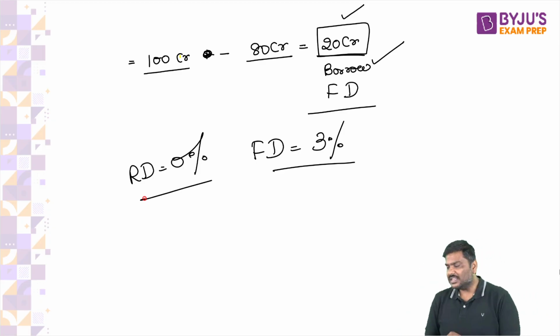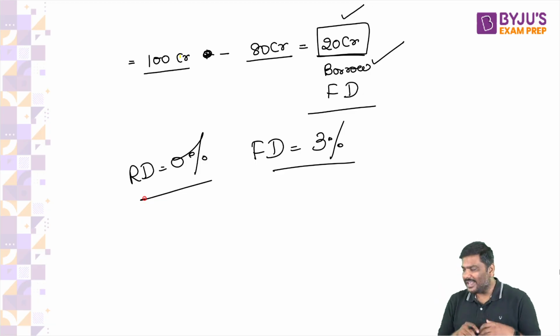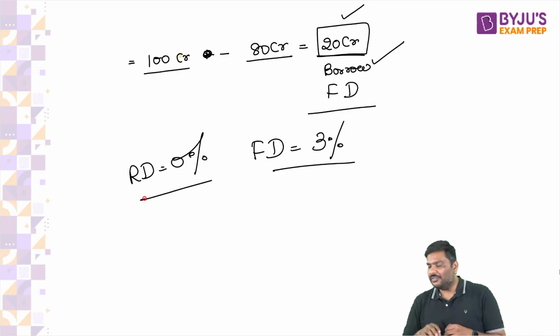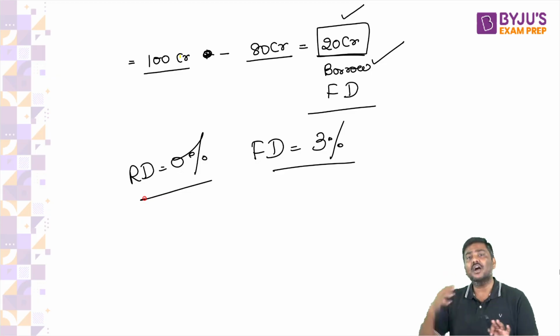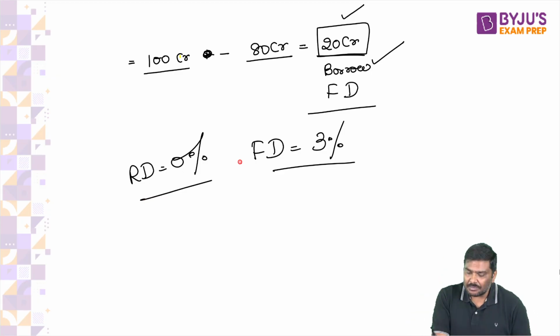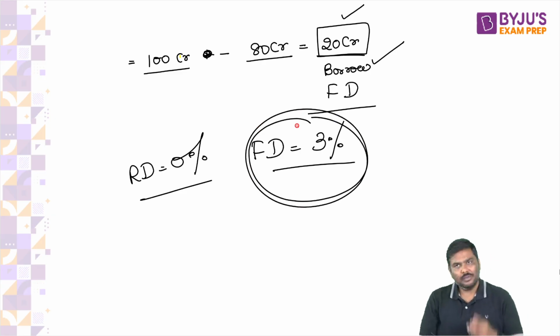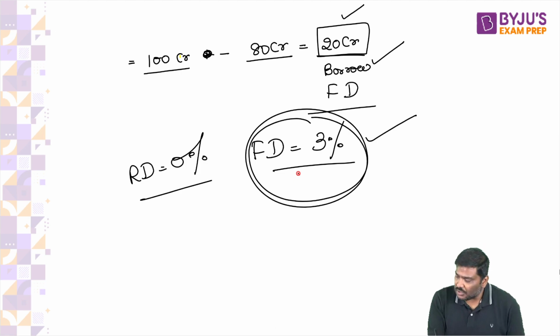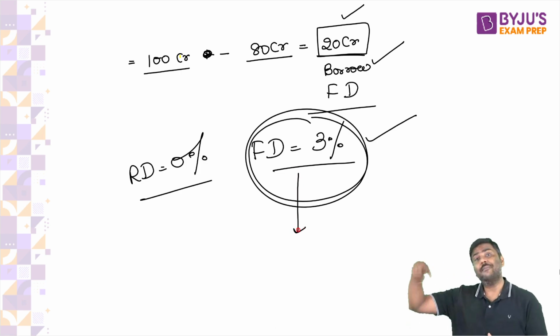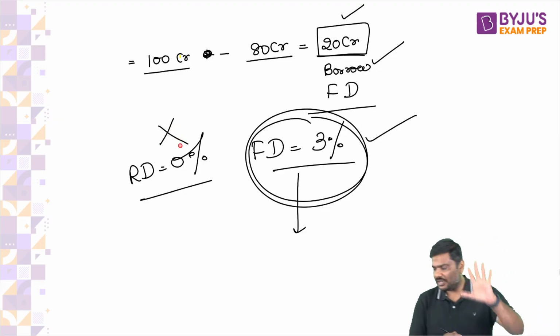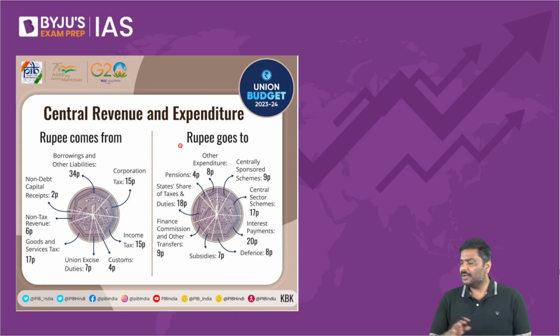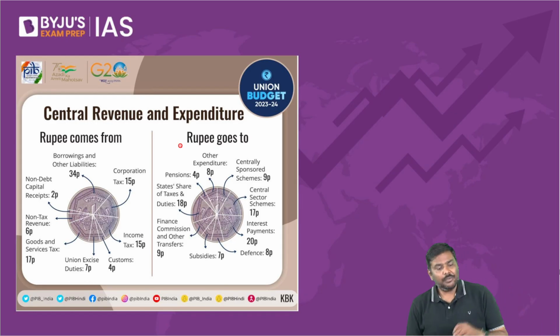If Government of India says, I want to have RD equal to 0% and FD equal to 3%, don't you think it simply means government is telling you, I will borrow money. FD means borrowings. I will borrow money, right? But I will use this money only for capital expenditure. None of it will I use for revenue expenditure. Okay. So that is basically the idea now. Let me go to the next one.